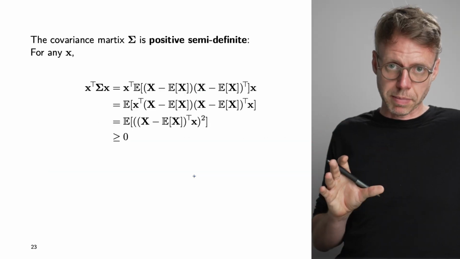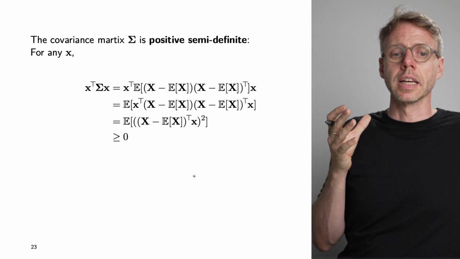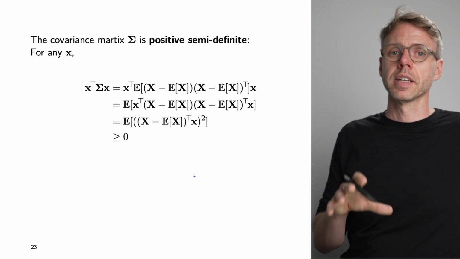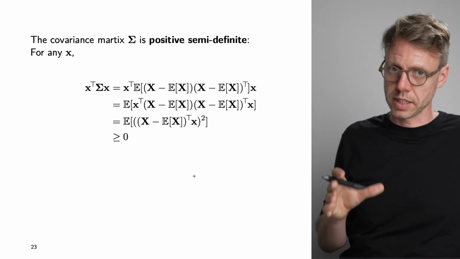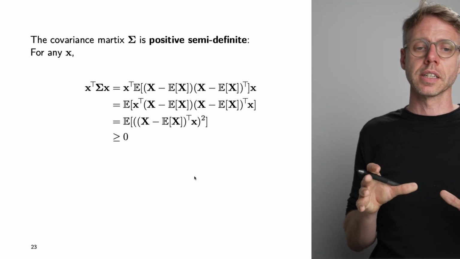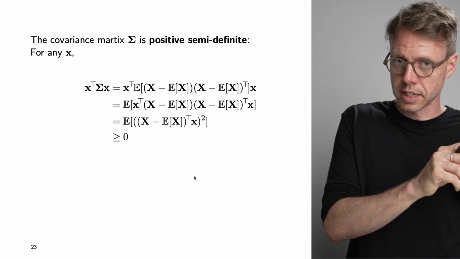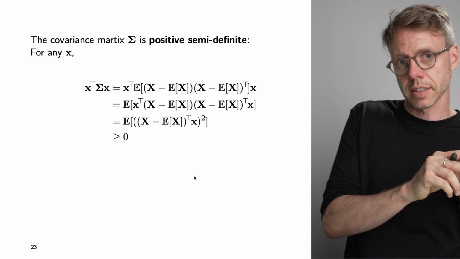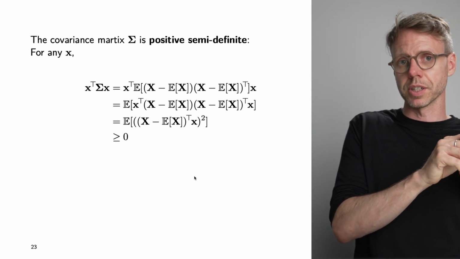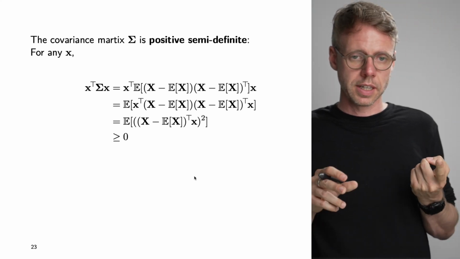The covariance matrix of an n-dimensional distribution is positive semi-definite. Doesn't need to be necessarily positive definite. However, it is positive semi-definite. So it's symmetric. We already know that. That's what we said, because the covariance of xi and xj is the same as the covariance of xj and xi. And it is also positive semi-definite.